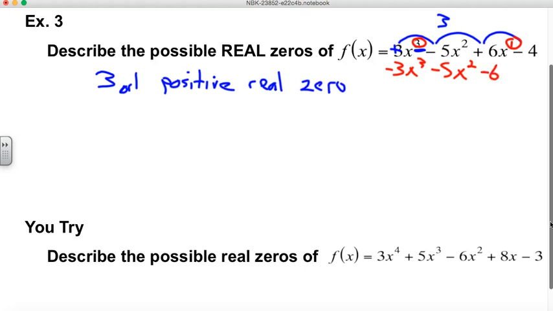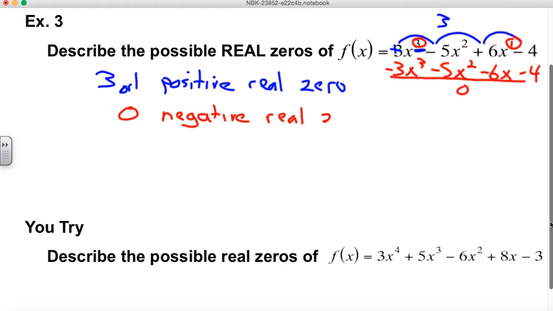6x to the first, that one will change because 1 is odd. And then -4, that one doesn't change. Okay, the constant terms don't change. So now look at our signs. How many sign changes do we have? Starts with negative, doesn't change, doesn't change, doesn't change. Okay, so we had 0 changes. So we have 0 negative real zeros.